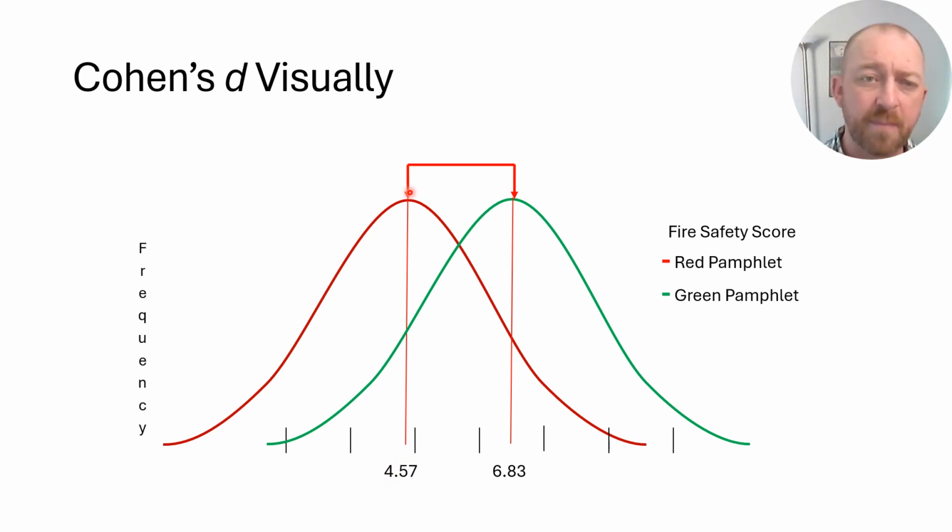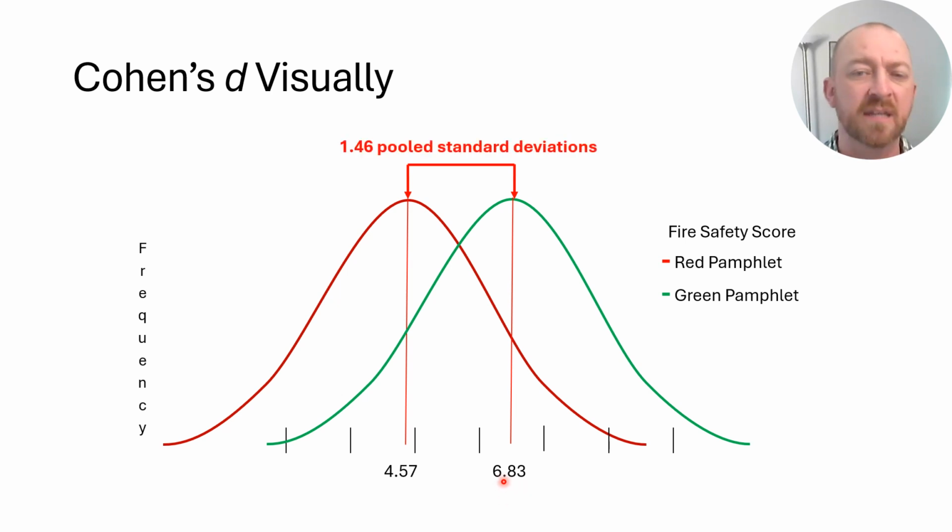So the mean of the red pamphlet group, the mean quiz score on the fire safety test was 4.57, and the mean score on that same test for the green pamphlet group, the people who received the green pamphlet, was 6.83. And so essentially what I'm stating here is that with a Cohen's d of 1.46, in this case negative 1.46, which as I said doesn't matter, that means these two means were this many pooled standard deviations apart. And if these little tick marks represent the pooled standard deviations, and I visually estimated it there, that's essentially what that means, that they're that far apart.